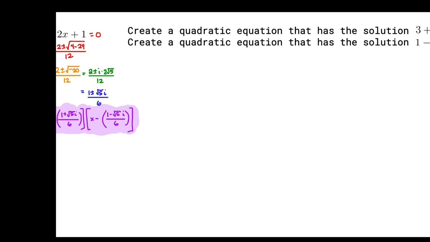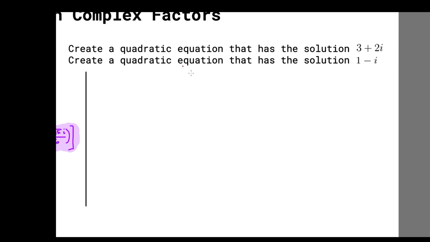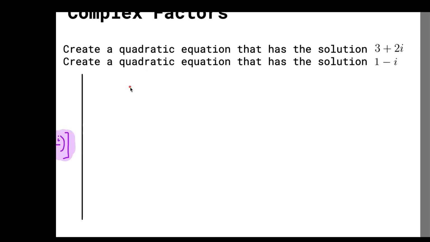All right, the next one is a little bit different type of problem. And this one, it's just create a quadratic equation that has the solution 3 plus 2i. So this was discussed in a previous video, but all complex solutions come in pairs. So for this first one, let's put an arrow right here. The quadratic equation could be (x minus (3 plus 2i)) times (x minus (3 minus 2i)).